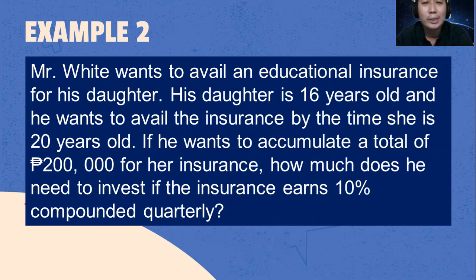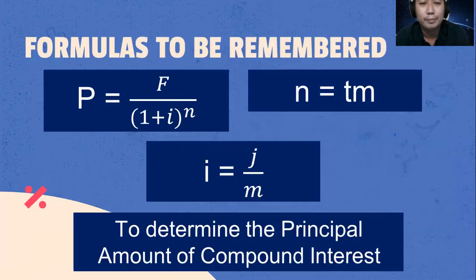Let's have another example. Mr. White wants to avail an educational insurance for his daughter. His daughter is 16 years old and he wants to avail the insurance by the time she is 20 years old. If he wants to accumulate a total of 200,000 for her insurance, how much does he need to invest if the insurance earns 10% compounded quarterly? So we are now going to look for the value of the principal amount.